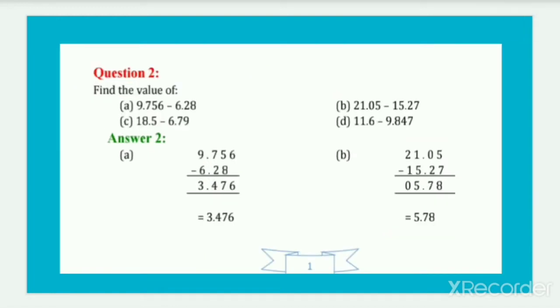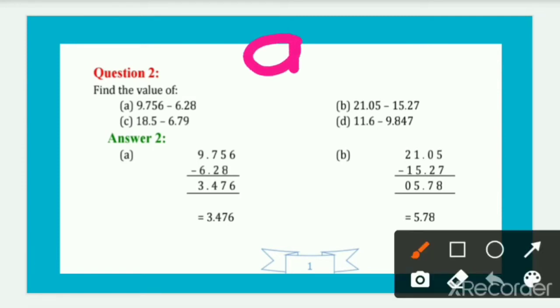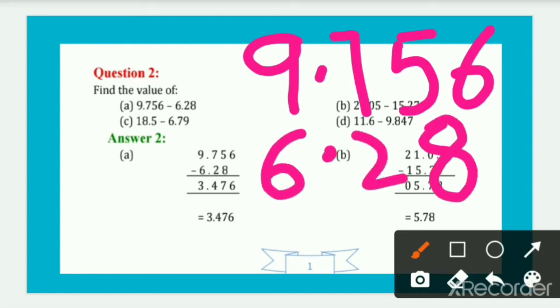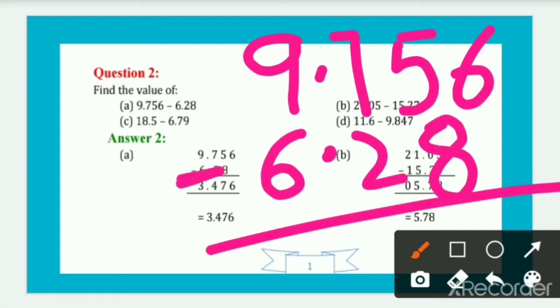Moving to the question number 2, we have find the value of 9.756 minus 6.28. So we have the number 9.756. Now the next number we have is 6.28. It means below the decimal we have to write the decimal number. So 6 and the decimal point will come below one another, and 0.28. Now we will subtract the numbers very easily. So when we subtract, we will have 3.476 as our answer.